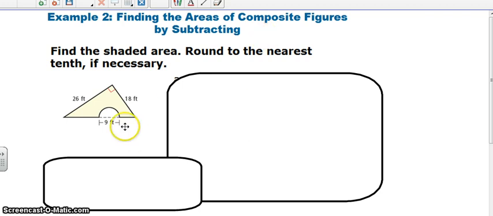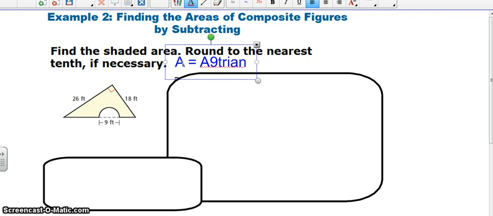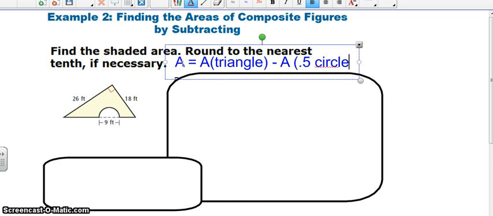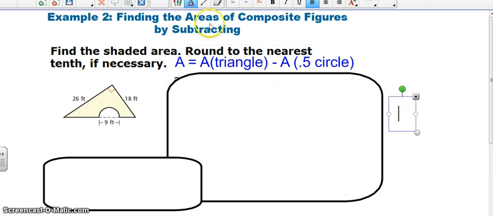So go ahead and find this shaded area. Notice that we're not using addition, we're using subtraction this time. Make a big plan and find the shaded area. Okay, hopefully your plan was to find the area total by finding the area of the triangle, and we would then subtract the area of the half circle. 0.5 circle, half circle. So hopefully you did that. If you haven't, stop now and go do it, right?